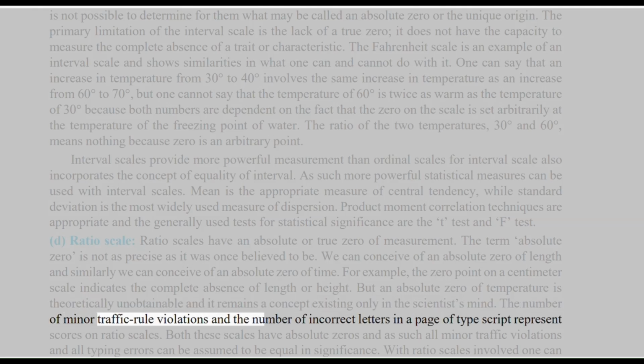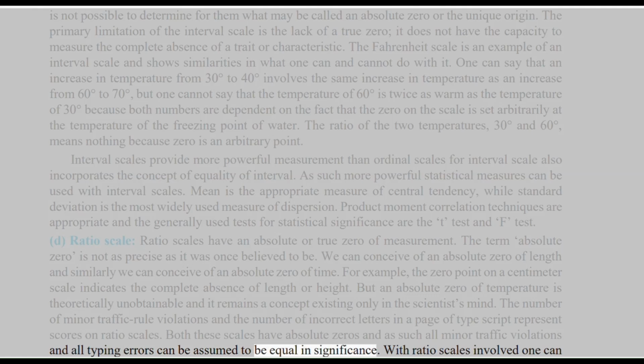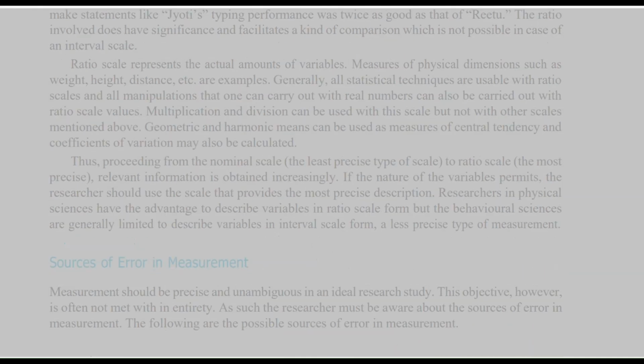The number of minor traffic rule violations and the number of incorrect letters in a page of typescript represent scores on ratio scales. Both these scales have absolute zeros, and as such all minor traffic violations and all typing errors can be assumed to be equal in significance. With ratio scales involved, one can make statements like Jyoti's typing performance was twice as good as that of Ritu. The ratio involved does have significance and facilitates a kind of comparison which is not possible in case of an interval scale.